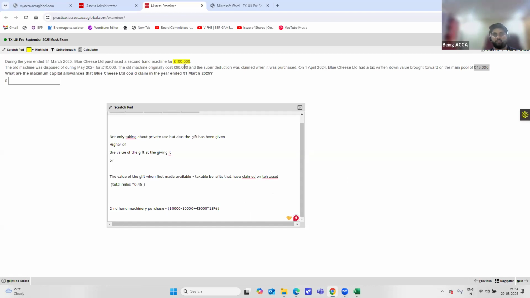So if you're able to identify pointers like these, it will help you complete your section A's and B's faster so that you have sufficient time to attempt your section C. All right, is that clear? Let's move on to the next question.